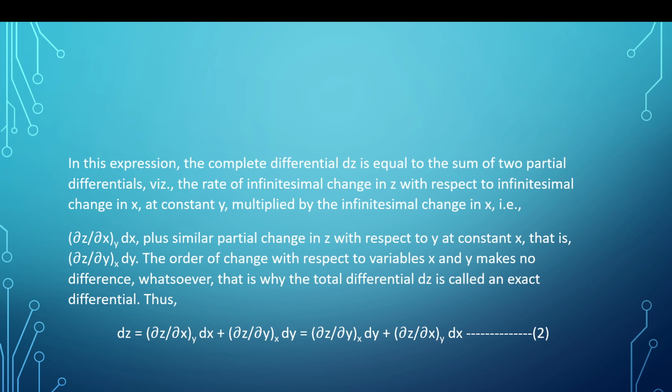The order of change with respect to variable x and y makes no difference so long as the function is a state function. That is why the total differential dz is called an exact differential. It means dz can be written as (∂z/∂x)y dx plus (∂z/∂y)x dy, and also (∂z/∂y)x dy plus (∂z/∂x)y dx.